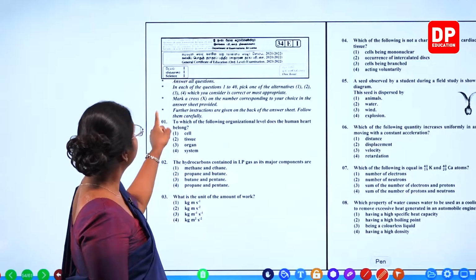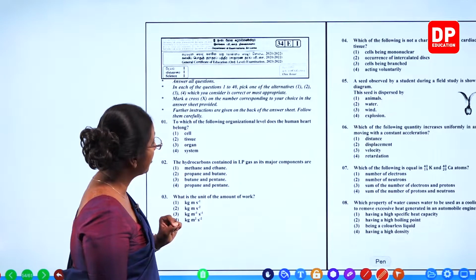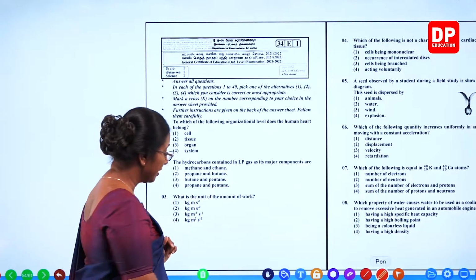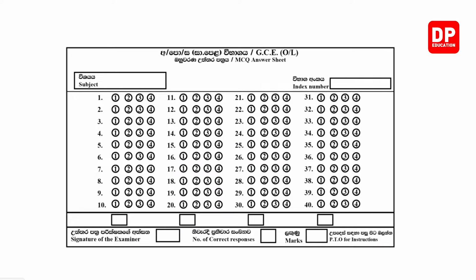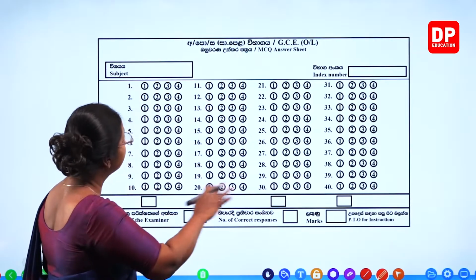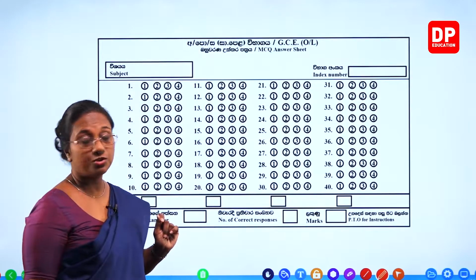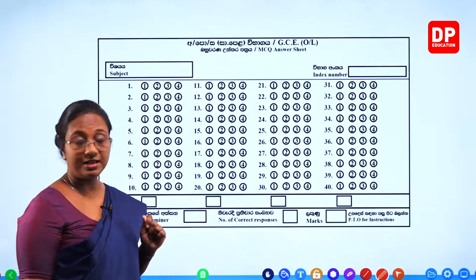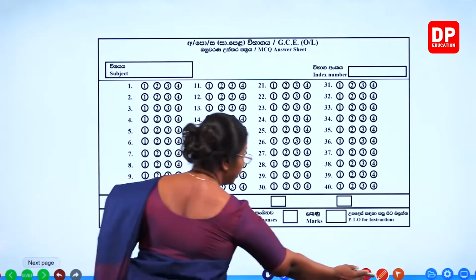Then what do? Mark a cross on the number corresponding to your choice in the answer sheet provided. So in the next page, I have put the answer sheet. You are familiar with this also. This is how you get the answer sheet. That is again for GCE O-Level MCQ answer sheet. You have to write the subject and your index number. Then this is what you do.